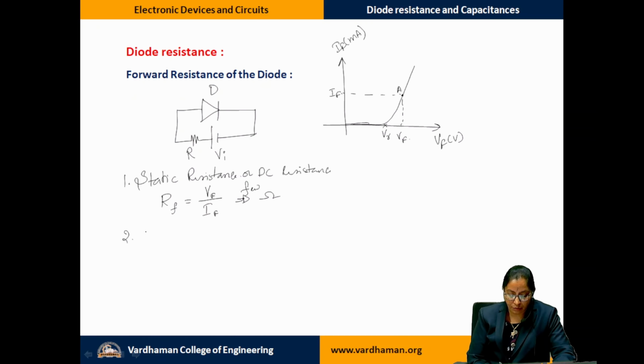Similarly, we have a dynamic resistance present. Dynamic resistance, we are going to define also as AC resistance. When a time changing signal is applied, what is the property of resistance? What is the amount of resistance offered by the device? We call it AC resistance.